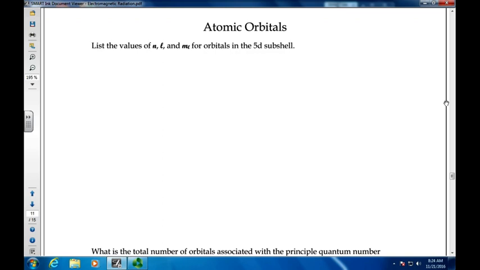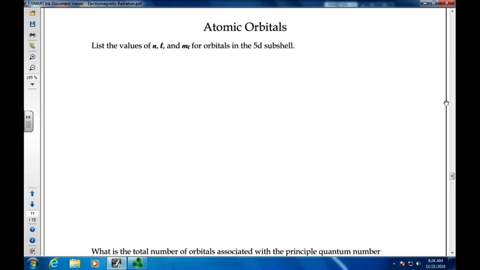Atomic orbitals. I have two small problems here that we're just going to go through and discuss some of the concepts, because this is a very conceptual section. So we're asked to list the values of the n, l, and m sub l for orbitals in the 5d subshell.